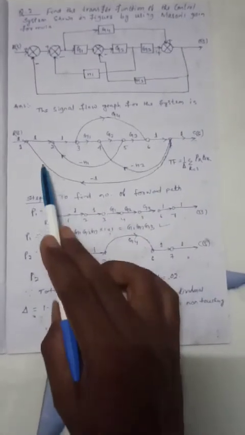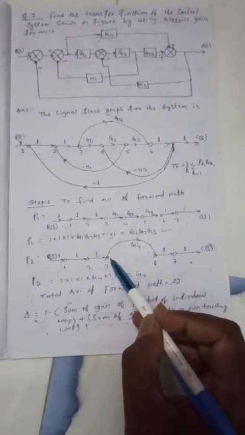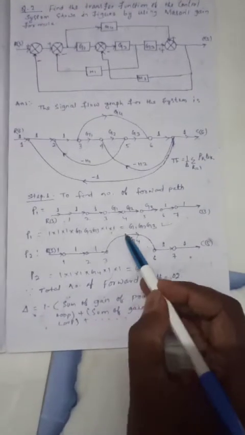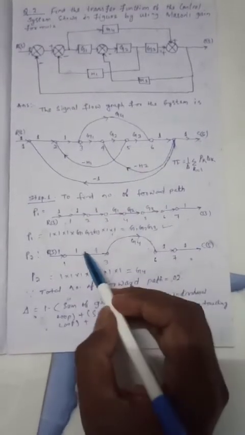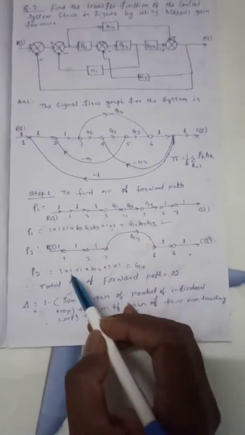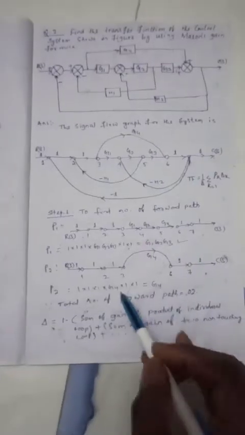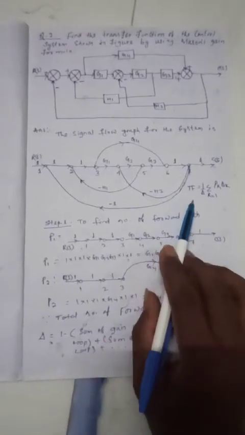Here mark the nodes: 1 2 3 first. Clear? Then 6 7 output. So mark is there. Nodes 4 and 5 are not there. Clear? So that's why its forward path gain is P2 equal to 1, 1, 1, G4, 1, 1. So your answer is G4. Here the total number of forward paths is 2. Clear? The total number of forward paths we got here is 2. Clear?